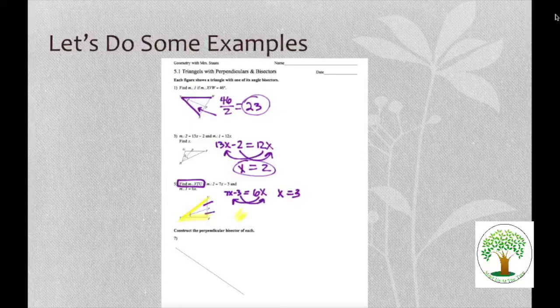So 6 times 3 is going to be 18. That's only one side, though. That's only the measure of angle 1. But since it's a bisector, it's going to be the same on either side. Okay, so both of them will be 18. That's correct. And so we just circle 18 degrees as our answer. Is 18 degrees our answer? No. What is our answer?